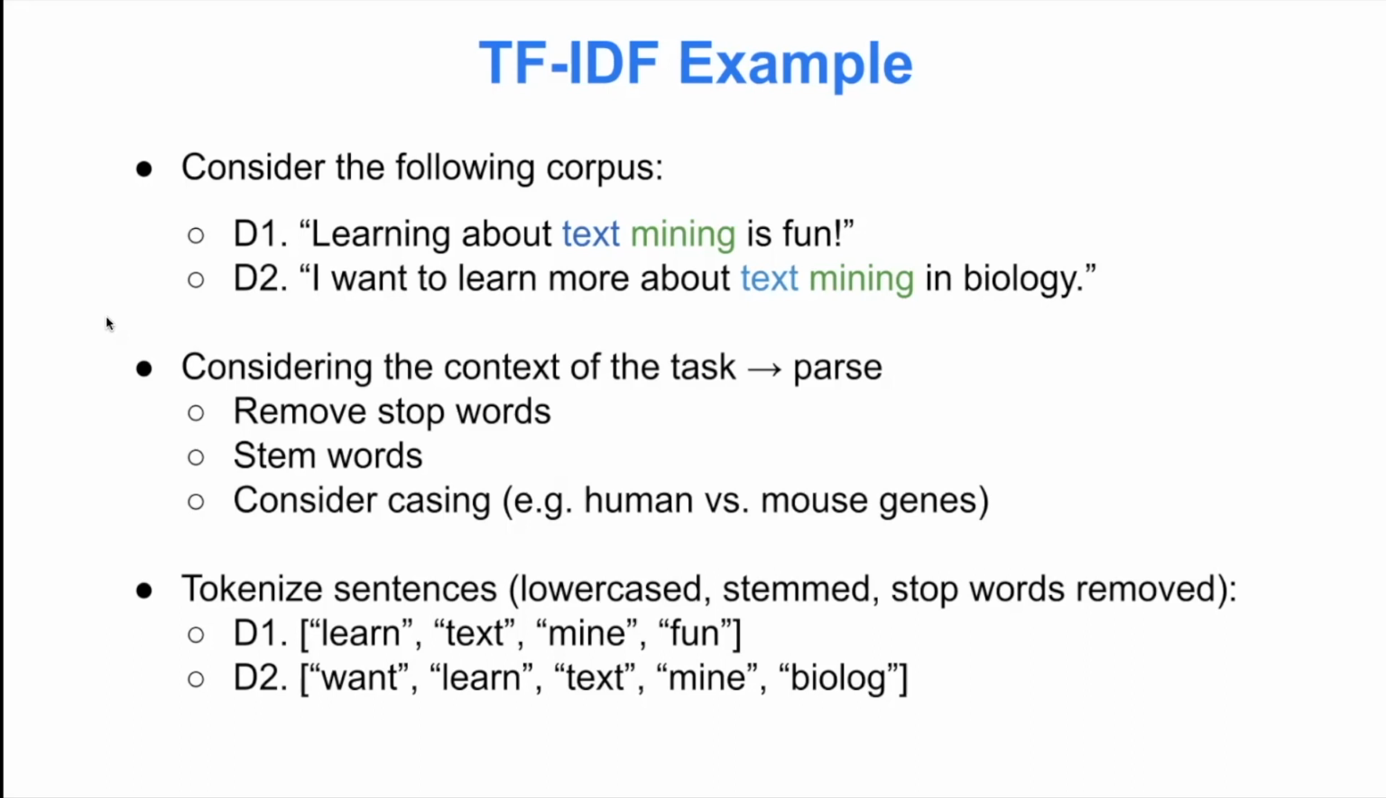In some cases, you might want to leave the casing or make other alterations, such as if you're considering text with human and mouse genes, where the capitalization is making an actual difference in what you're referring to. Once we perform those parsing steps, where we remove stop words, stem the words, and make everything lowercase, our 2 documents would consist of: learn, text, mine, fun, and then want, learn, text, mine, biology. You can see we removed words like about, more, is, I, to, as well as in, words that weren't really contributing meaning to our text.